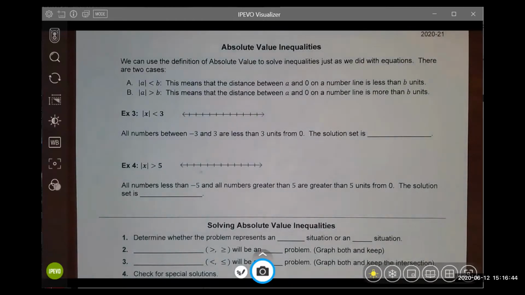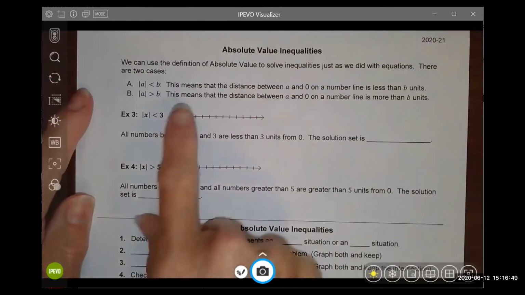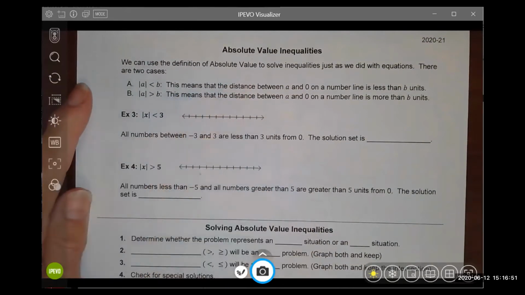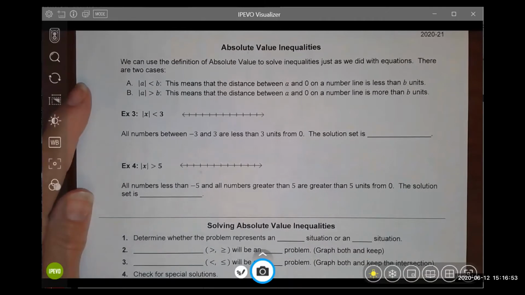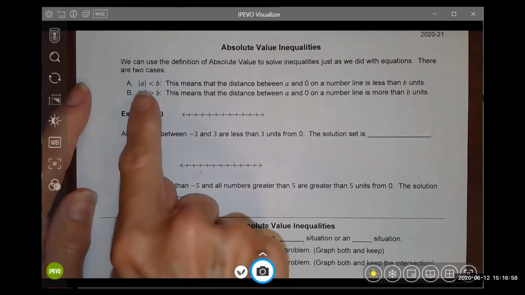Welcome. In this lesson, we're going to talk about absolute value inequalities. We're going to use the definition of an absolute value to solve some inequality statements, just like we did when we were solving equations. Typically, there are two different cases.